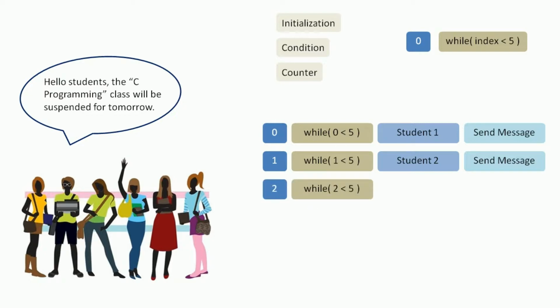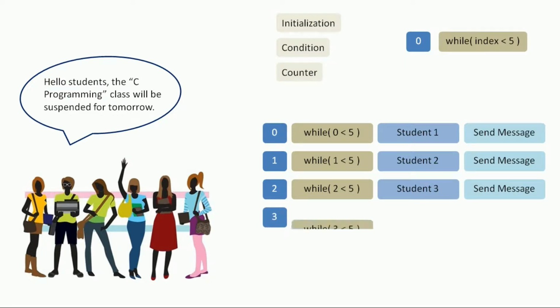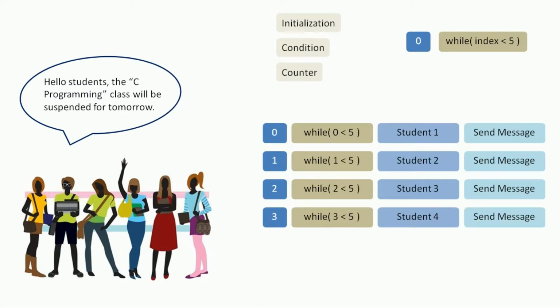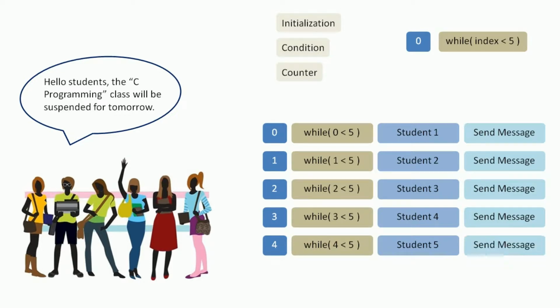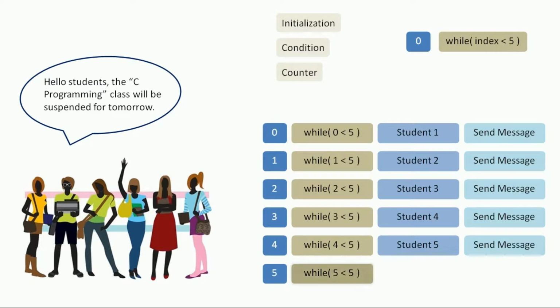While 2 less than 5, the condition is true. It finds student 3 and sends the message. Again, the index will be incremented by 1 and the new index will be 3. While 3 less than 5, the condition is true. It finds student 4 and sends the message. The index will be incremented by 1 again, so the new index is 4. While 4 less than 5, the condition is true. It finds student 5 and sends the message. The index is now incremented to 5. Now check the condition: while 5 less than 5, the condition is false and the execution will be stopped right here.